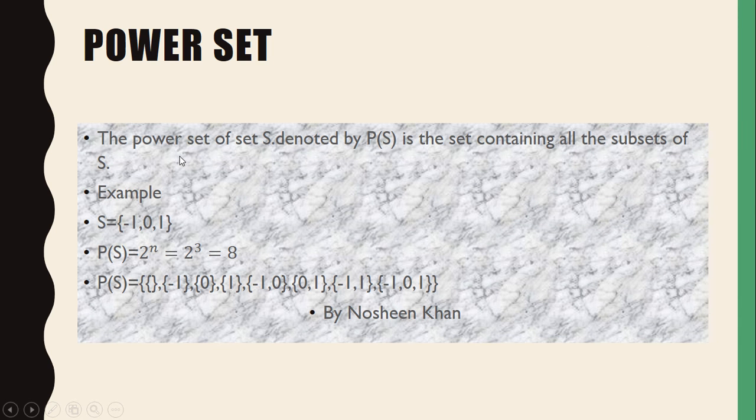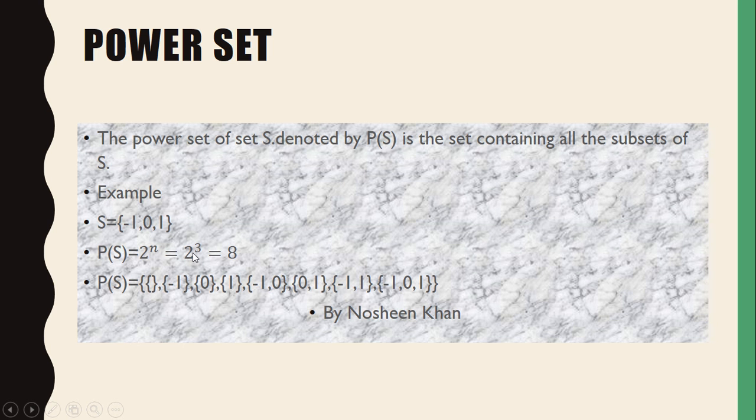Power set. The power set of set S, denoted by P(S), P is for power and S is the set, is a set containing all the subsets of S. For example, S is equal to {-1, 0, 1}. The possible subsets can be found by the 2 power n formula. Here n is 3 because the number of elements is 3: -1, 0, 1. So 2 power 3, 2 twos are 4, 4 twos are 8.